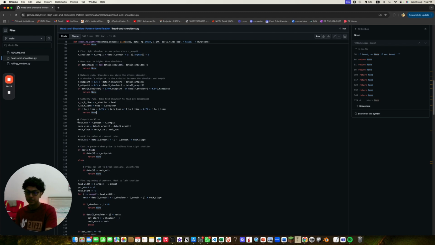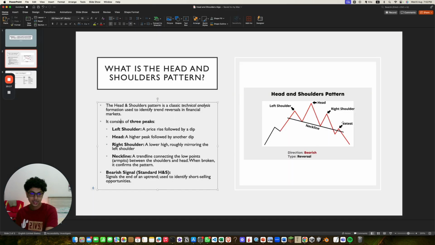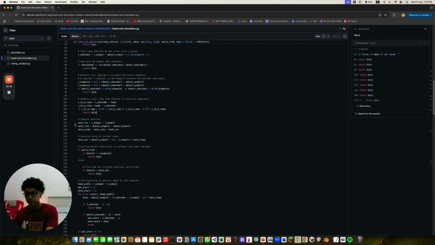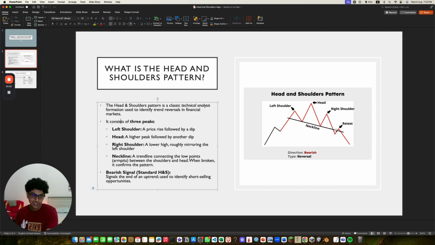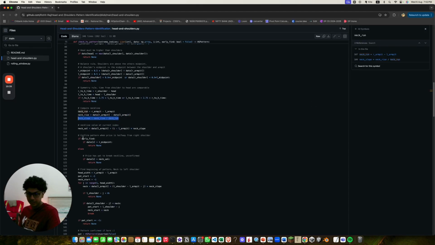Now the last part of this is to compute the neckline. So you see that this is a slanted neckline. It doesn't have to be, but you can. So then we calculate the slope of the neckline's line, could be anything. And then it calculates the neckline value at the current. So you see that this is a line, right? If this is a slanted line, we need to know when it is broken, right? So if it has been broken, that's how we will confirm the pattern, right?